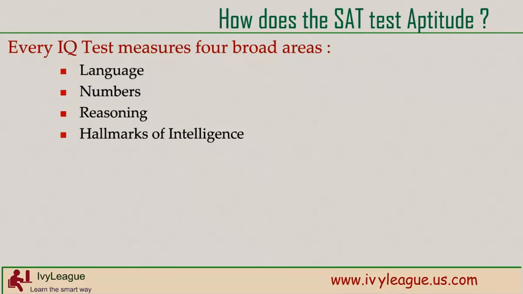Every IQ test measures 4 broad areas: language, numbers, reasoning, and hallmarks of intelligence. Psychologists who design and analyze IQ tests are called psychometricians. These psychometricians believe that learning a language is such a difficult task for the brain that proficiency in a language becomes an indicator of sharpness of brain. So testing of language abilities is part of every IQ test. The presence of evidence-based reading and writing on the SAT is a reflection of this belief.